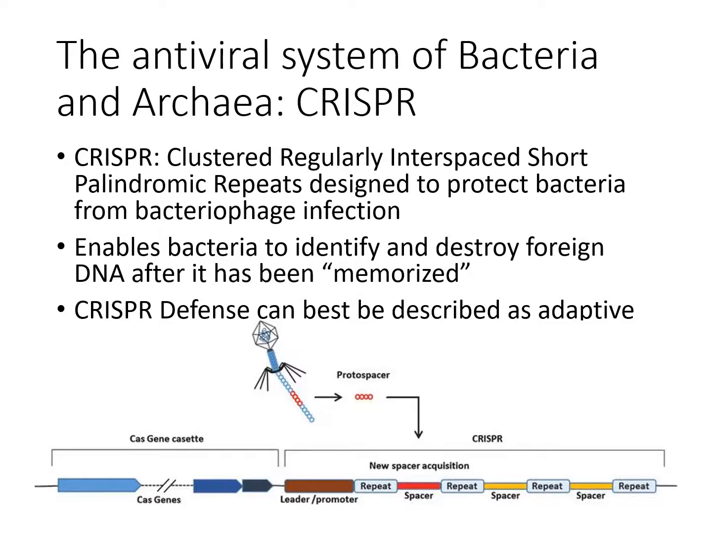Today I'm going to be talking to you about an antiviral system that exists in bacteria and archaea. Both bacteria and archaea are susceptible to attack by bacteriophage, which is a kind of virus, but bacteria cleverly have developed a system called CRISPR to help defend themselves against such attacks.